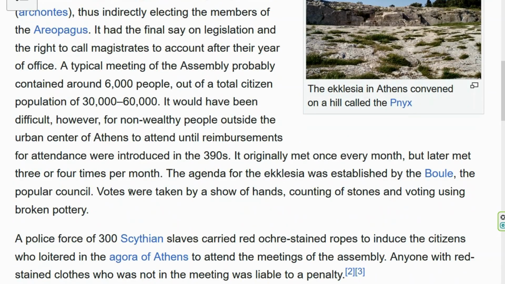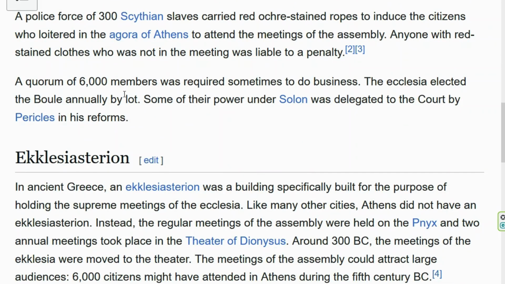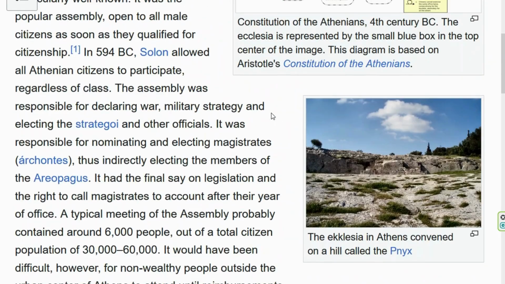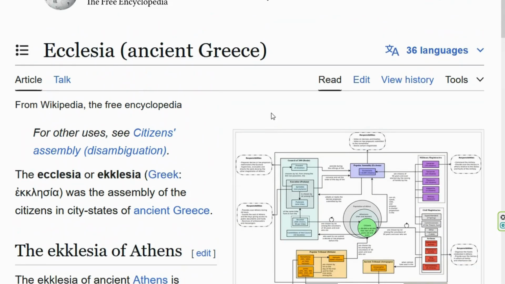I'm just going to scroll down for a minute. A typical meeting of the assembly probably contained around 6,000 people out of a total citizen population of 30 to 60,000. So it wasn't everybody that was there. A quorum of 6,000 members was required sometimes to do business. They would rule judgments on punishment. You really need to familiarize yourself with what an ecclesia is and how it differs from the word church. I'm going to go back to my PDF file now.